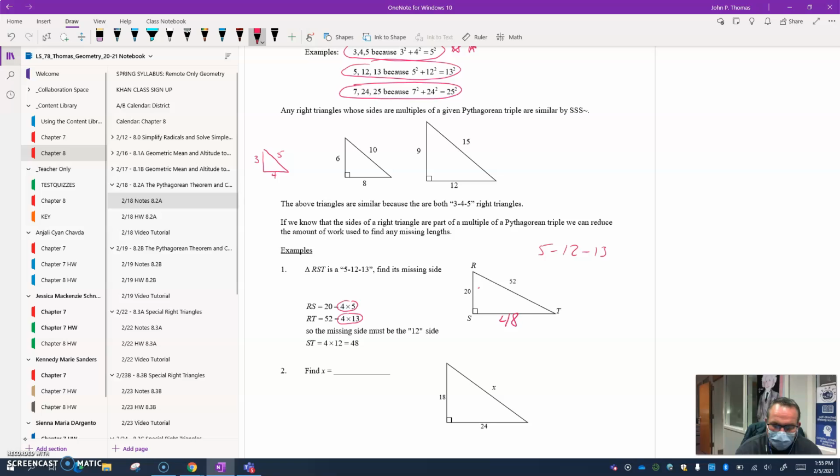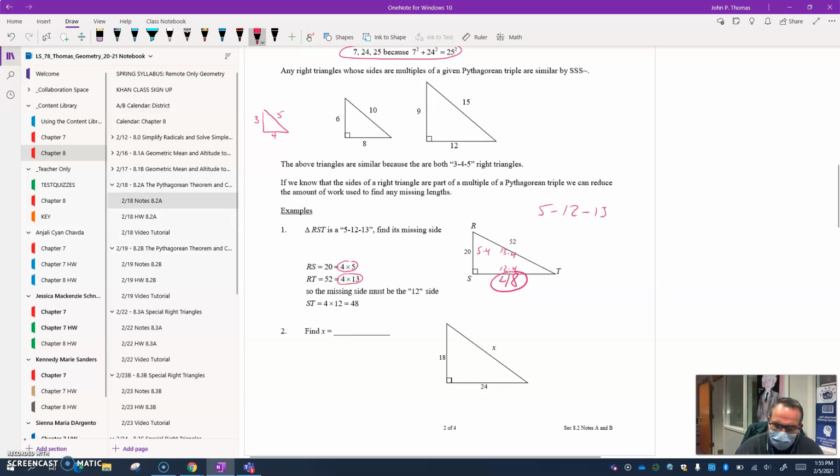All right, because we're doing this side's 5 times 4. This side's 12 times 4. And that side is going to be 13 times 4. So it's a 5, 12, 13 that's been scaled up by 4.